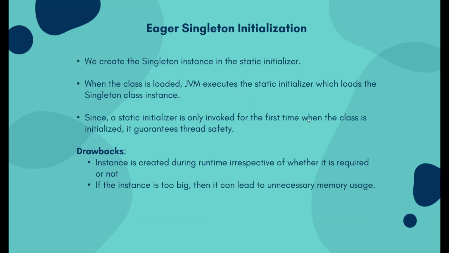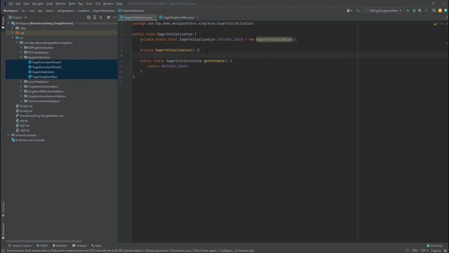In eager singleton initialization, we create a singleton instance in a static initializer. This ensures that the singleton class instance is loaded up during the class load itself. Since the static initializer is only invoked for the first time when a class is loaded, it guarantees that only one instance will be available for that class, even when multiple threads are acting on it. Thus, it provides complete thread safety. Let's go to the code to understand how the eager initialization is done.